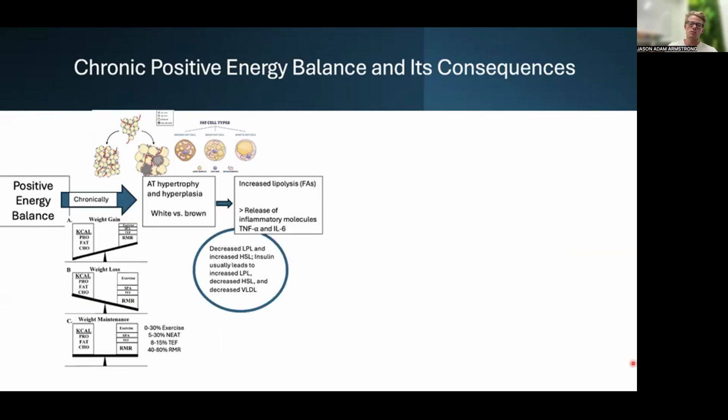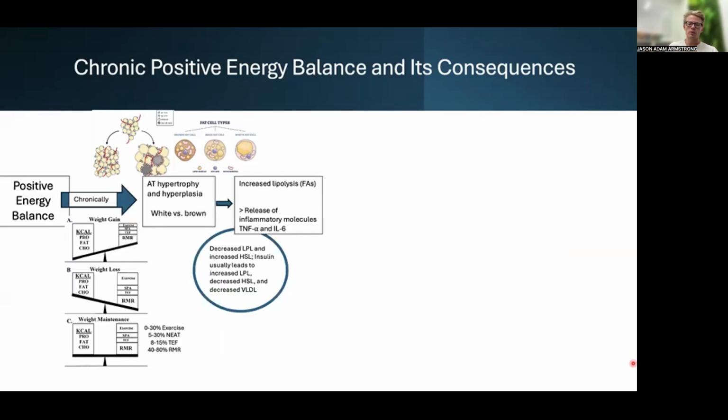Which then leads to, so if I have a bunch of free fatty acids in my bloodstream, I'm going to also be releasing more inflammatory molecules from that fat tissue. So things like TNF alpha and IL-6, which decrease lipoprotein lipase and increase hormone sensitive lipase. Now, just to give you some context, and I don't expect you to be able to go into this much detail in your midterms, but this is part of your midterm conversation, the etiology of disease. So you do need to understand sort of basically what's happening.